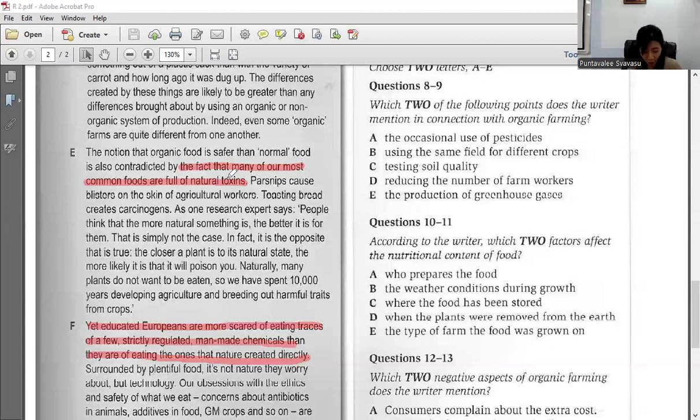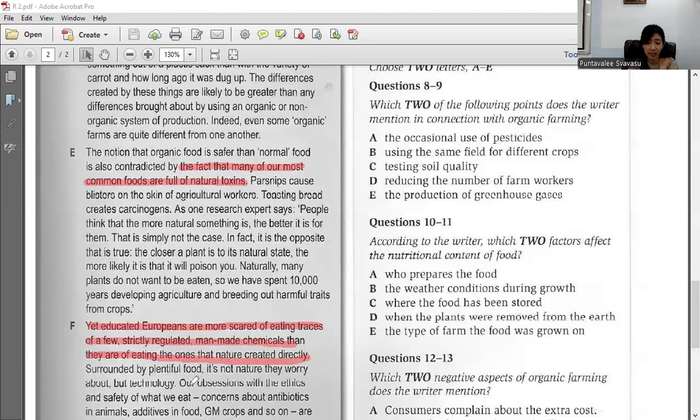And then if we move on to paragraph F, it says that Europeans are more scared of eating trace amounts of man-made chemicals than the ones that nature created directly. So here we might ask, what do they mean by scared, what are man-made chemicals, and what does it mean by nature created directly.